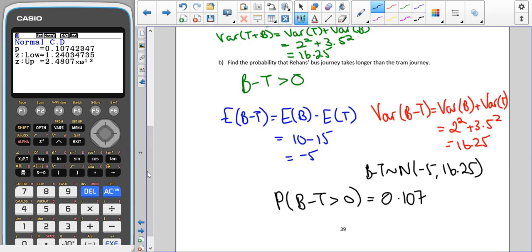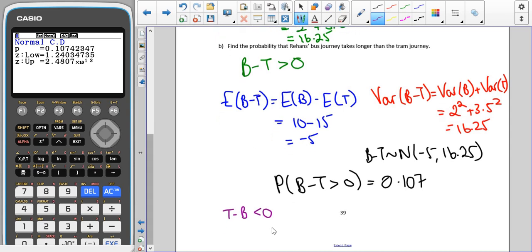Now there were 2 different ways that you could have done this. You could have done the bus minus the tram, because you want the bus to take longer. That's going to be a big number minus a smaller number, so that's going to be bigger than 0. Or you could have done the tram minus the bus, bearing in mind that you want the bus to take longer, that would be less than 0. You should end up with the same probability in the end, but your expected value will be different.